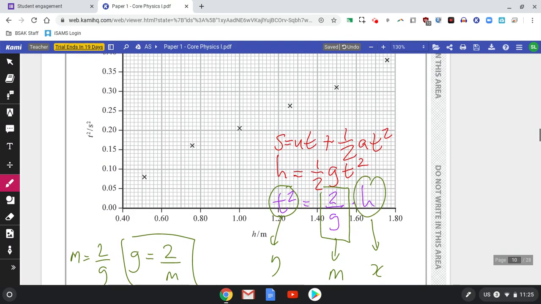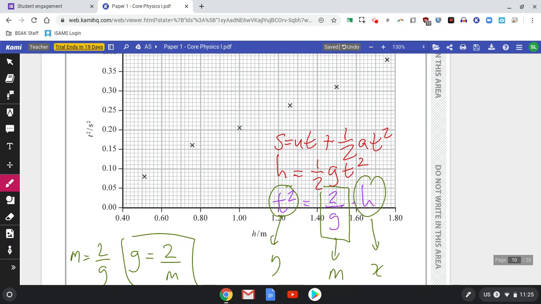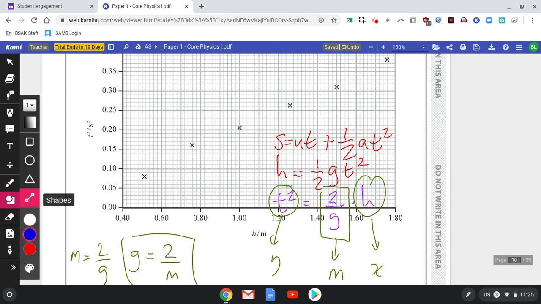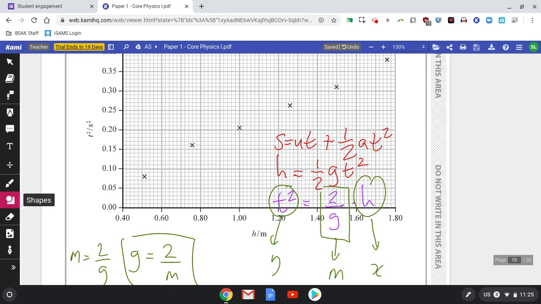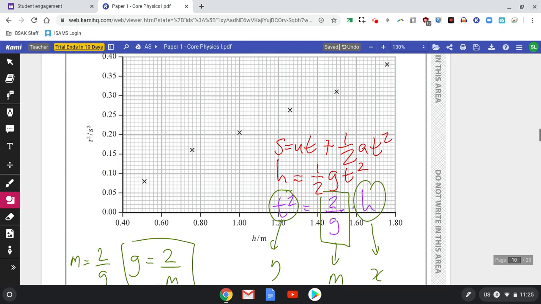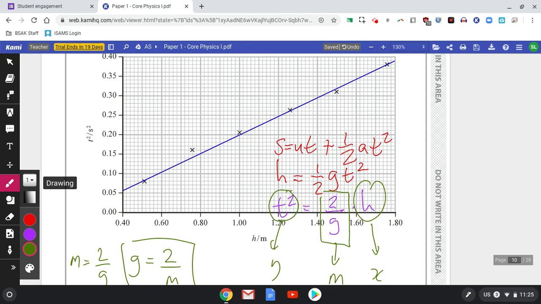Right, so what do we need? We need a straight line of best fit, don't we? We're going to use our straight line tool in Cami. So let's have a little look. Let's try and get this. That'll do. Right, what do we got? So with the gradient, we want change in y. So we're going to go up to here, we're going to start from here, and we're going to go up to here, and we're going to start here.